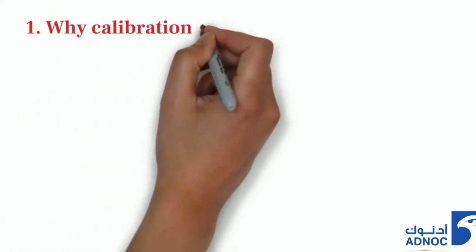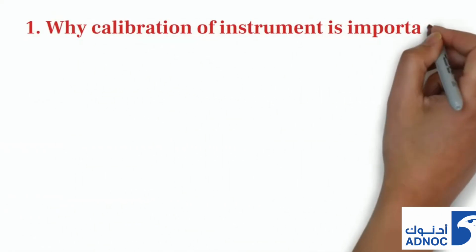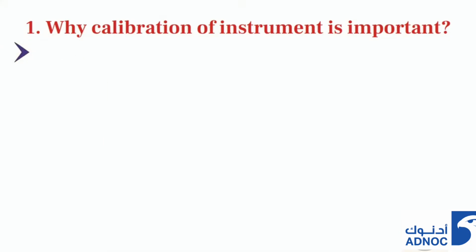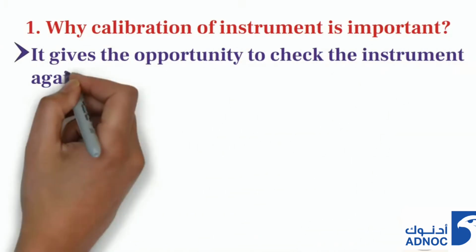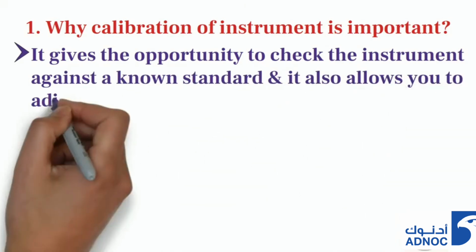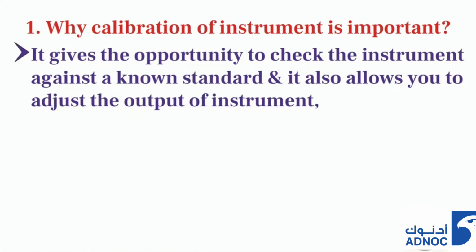First question is, why calibration of instrument is important? The calibration of all instruments is important, since it gives the opportunity to check the instrument against a known standard, and it also allows you to adjust the output of the instrument, if you notice any error.